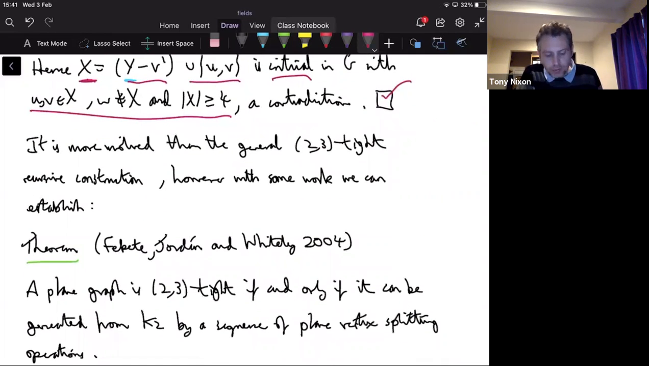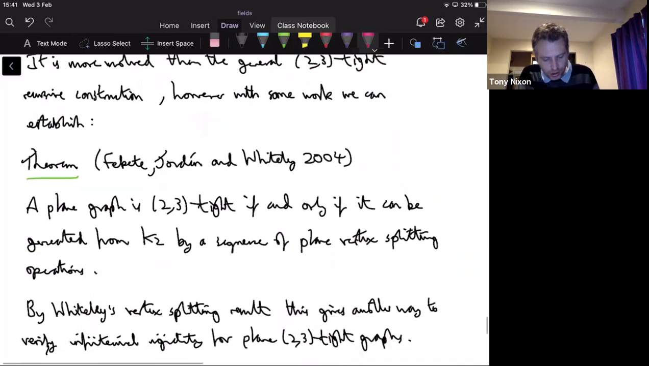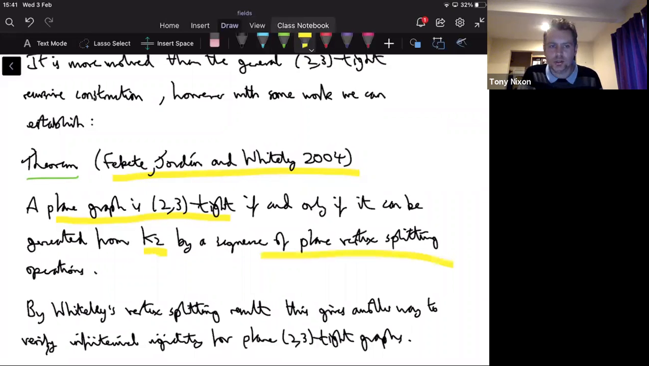Okay, so as I say, it is a bit more involved than what we did for 0 and 1 extensions, but what can be established, and the reference is Fekete, Jordan, and Whiteley in 2004, is that a plane graph is 2-free tight if and only if it can be generated from K2 by a sequence of these plane vertex splitting operations. Actually, there's an alternative reference from John Owen and Stephen Power, but they worked with free connected plane 2-free tight graphs. So they were working within an even more restricted class. The general case, when you allow non-free connected things, this is the correct reference, but there's a second reference that does a similar thing.